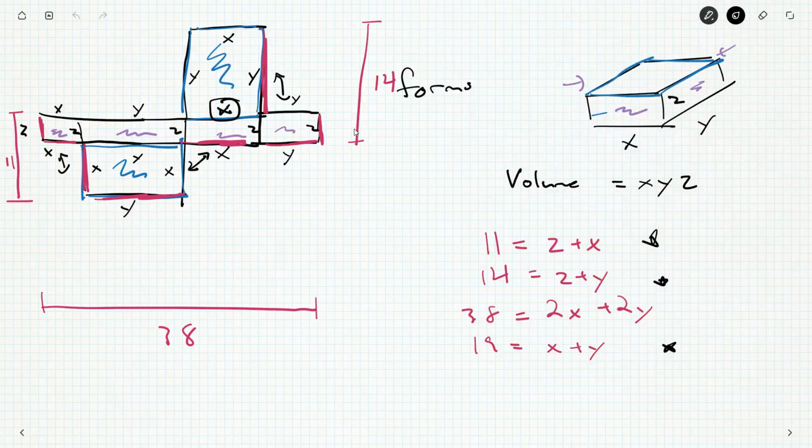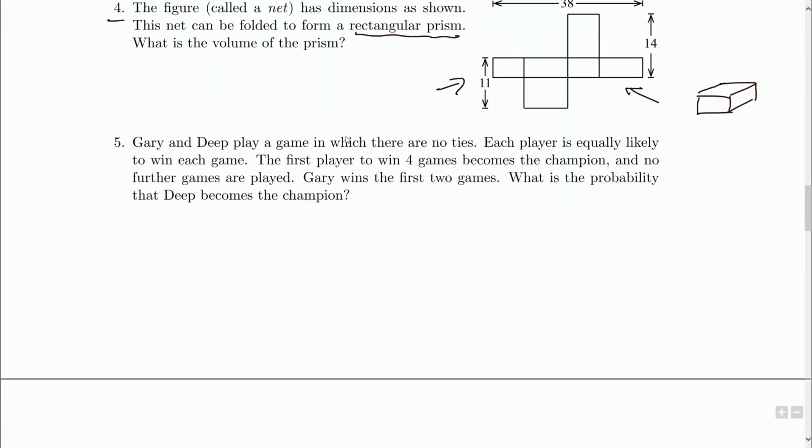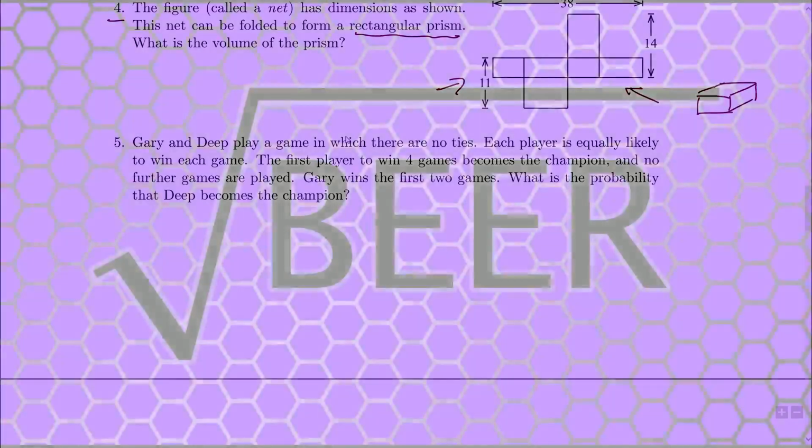So, what else is there to do? Well, nothing with question 4, but everything with question number 5. Feel free to give that one a bit of a try before I get to that in the next video. I'll see you guys then.